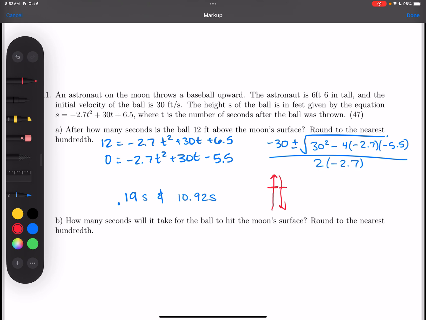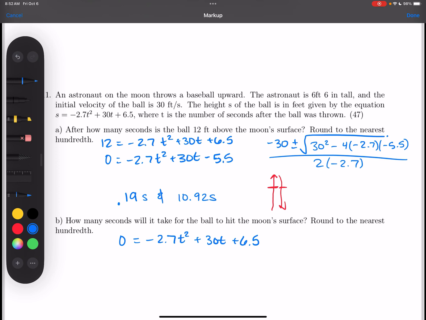How many seconds will it take for the ball to hit the moon's surface? Round to the nearest hundredth. So that's basically just solving this initial equation for t, but we would put in 0 for s because it would be 0 feet above the surface of the moon at that point. And so this would be 0 is equal to negative 2.7 t squared plus 30t plus 6.5.